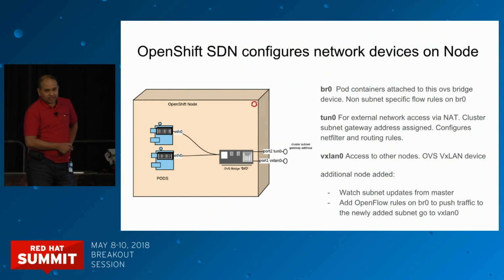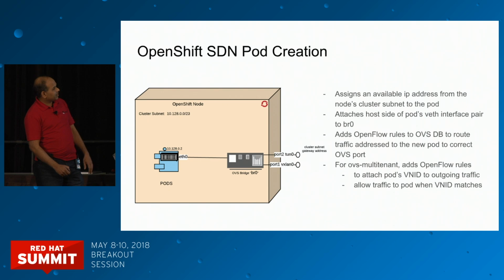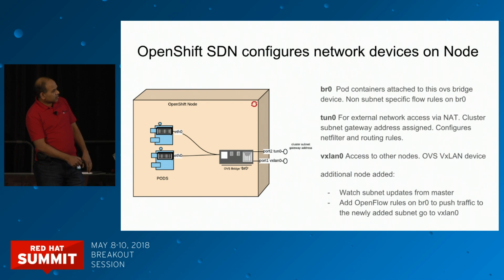So any traffic within an OpenShift cluster, if a pod A is talking to another pod, and if that other pod is on a different node on the cluster, that traffic flows through this VXLAN 0. If you are talking to anything outside OpenShift, that traffic flows to TUN 0. Okay? Let's see this in a little more detail. So OpenFlow rules are added to watch this kind of stuff.